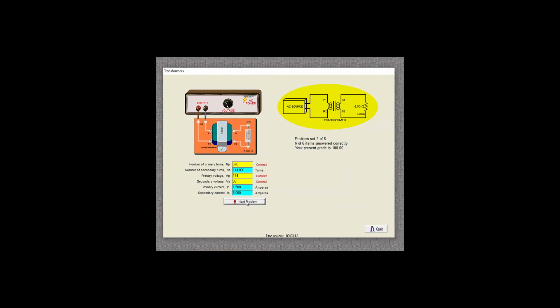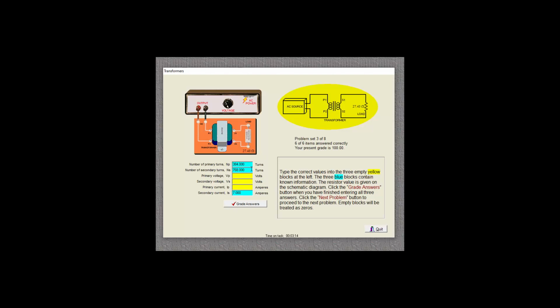Great. Let's go to the next problem. And we have our turns ratio and current. So since our turns ratio is from low to high, our current is going to be from high to low. So let's go ahead and take 768 divided by 384, which is a turns ratio of 2. So let's multiply that by 7, so it should be 14 amps.